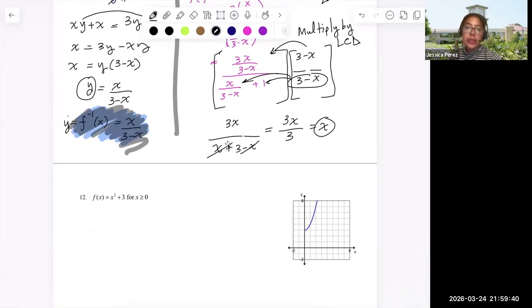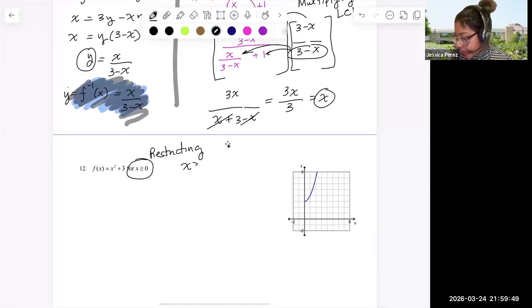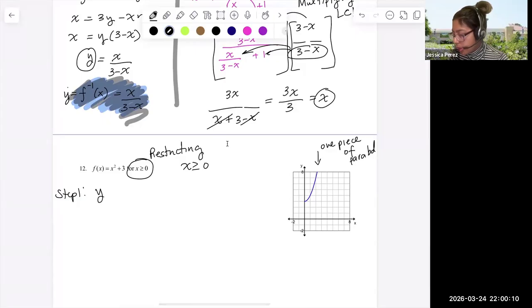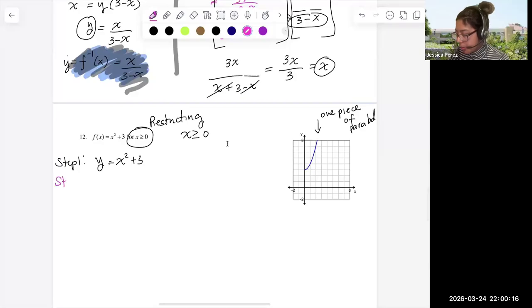Now, number 12 is a little bit special because you are restricting the domain. You are restricting x to be greater than or equal to 0. So you're only looking at one piece. See how you're only looking at one piece of the parabola. And that's important. So step 1 is change y to be x squared plus 3. And then you do swap.